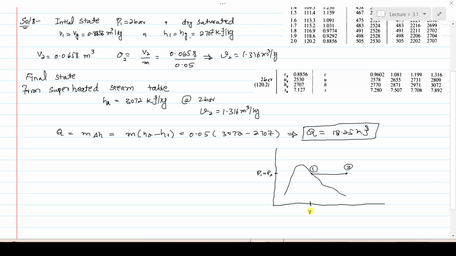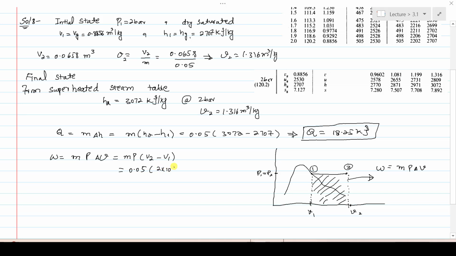Here the specific volume is V1. Here the specific volume is V2. This shaded portion represents the work done, and it is equal to the mass of the steam present, pressure, and change in specific volume. So I can say that the work done by the steam is equal to the mass of the steam present, pressure, as it occurs at a constant pressure, and change in specific volume. Further upon simplification, I can write, now just simply put in the values. Mass is 0.05, pressure is 2 bar, meaning 2 multiplied by 10 to the power 5, then V2 is 1.316.